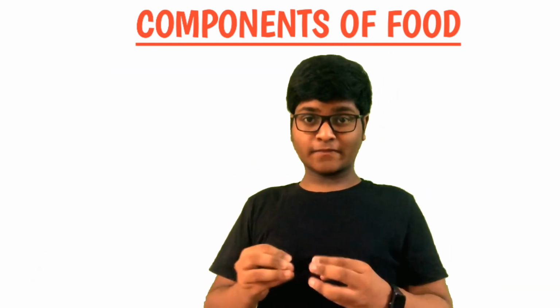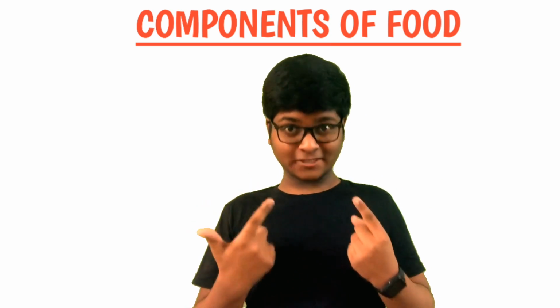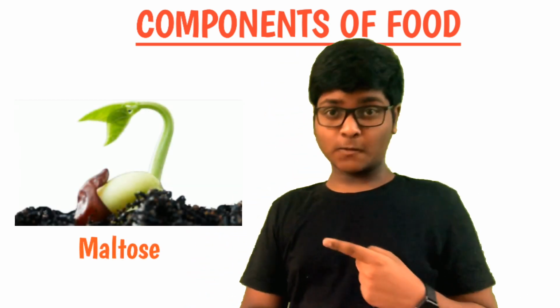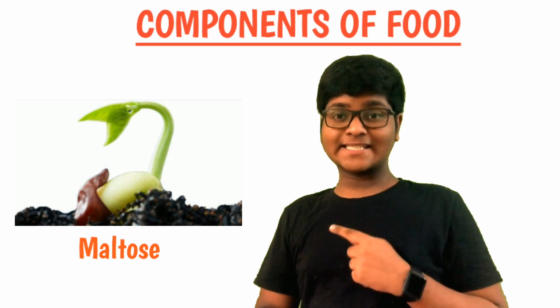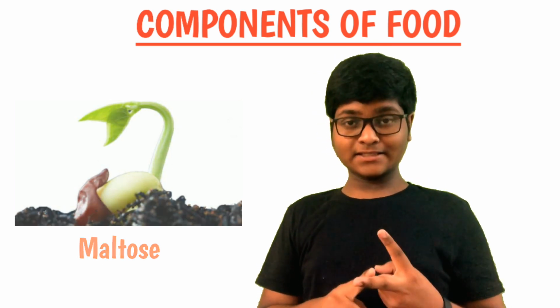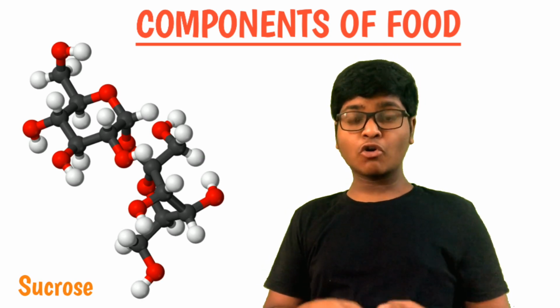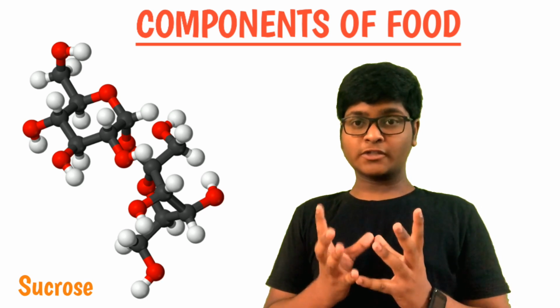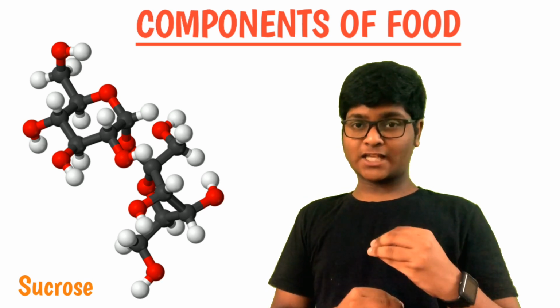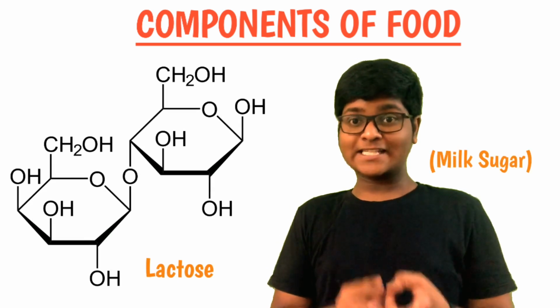As we discussed some of the examples earlier, there are some interesting facts we have to discuss. They are maltose. Maltose is found during germination of starchy seeds. And the other thing is sucrose. Sucrose is also known as the table sugar or cane sugar, and this is the main form of sugar in which the food is transported in plants. Another thing is lactose. Lactose is milk sugar.